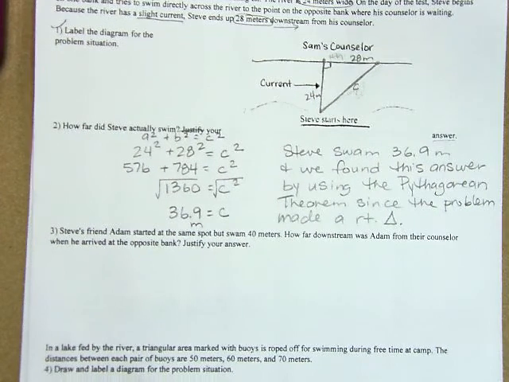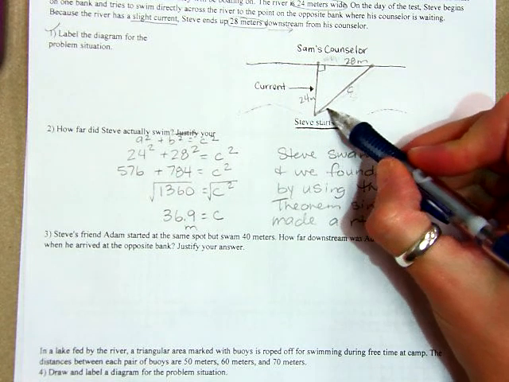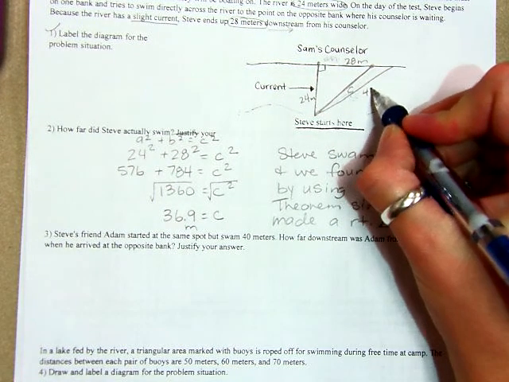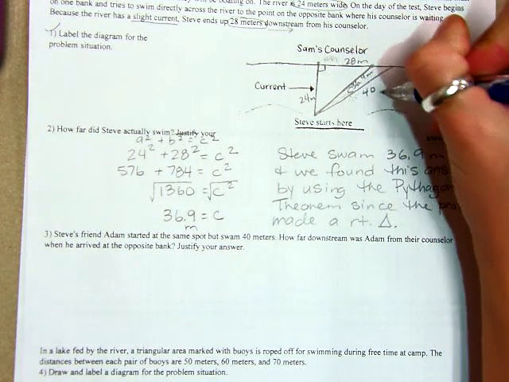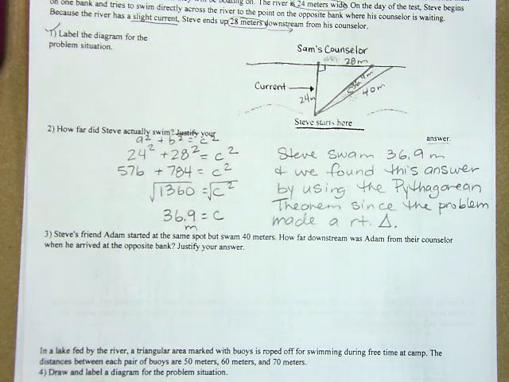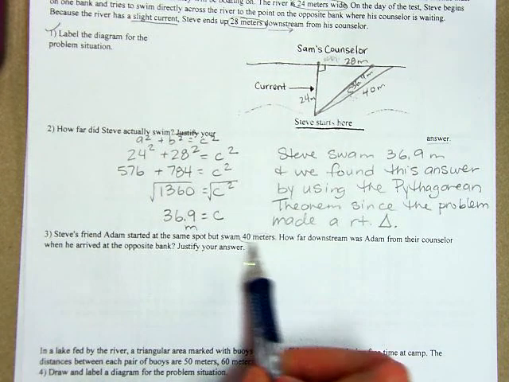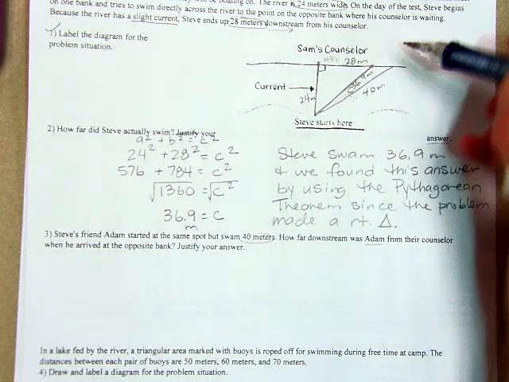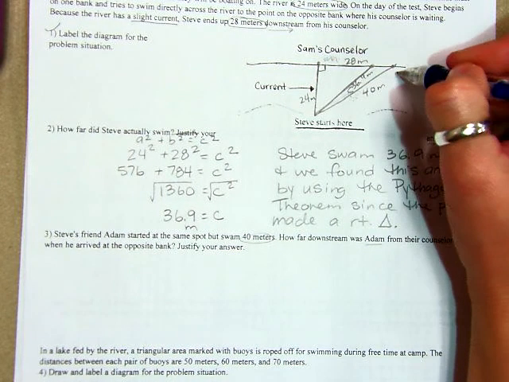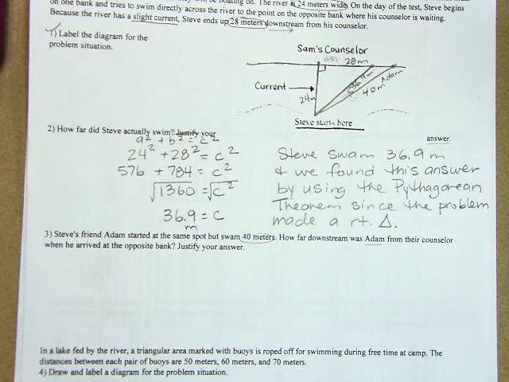All right, so now it says Steve's friend Adam started at the same spot, but he swam 40 meters. So out here is 40 meters. It's going to be longer than this 36.9 meters, right? So our triangle has a little bit different hypotenuse this time. And we know the river didn't get wider, but now it's saying how far downstream was Adam from their counselor when he arrived at the opposite bank. So he arrived over here. So here's Adam swimming.